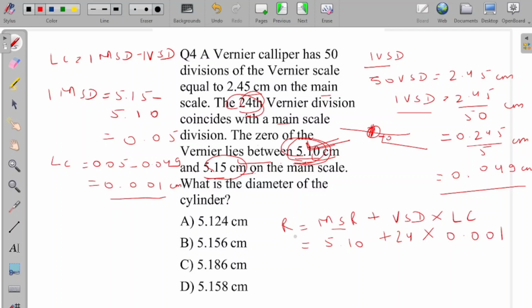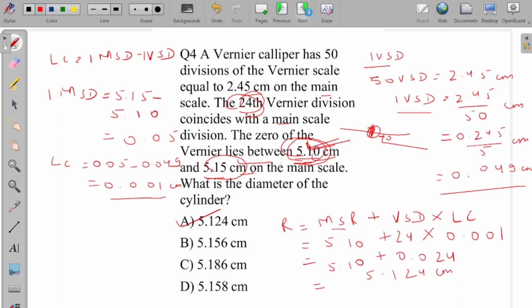0.001. When we simplify it further, we will get 5.10 plus 0.024, and on adding it we will get 5.124 centimeter. Do we have the option? Option A is the correct answer here.